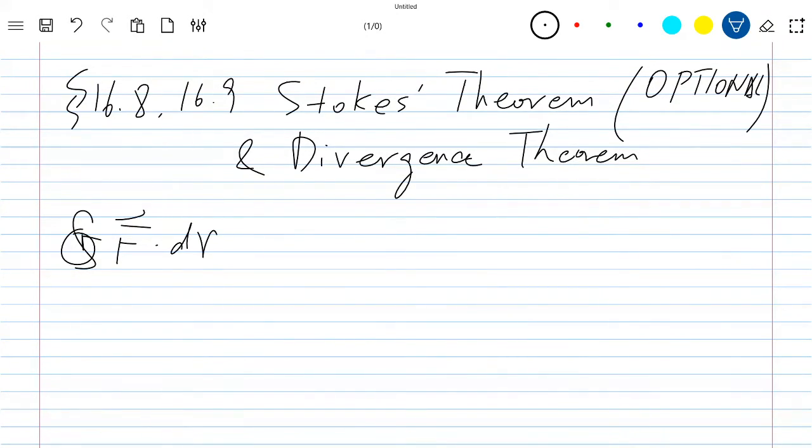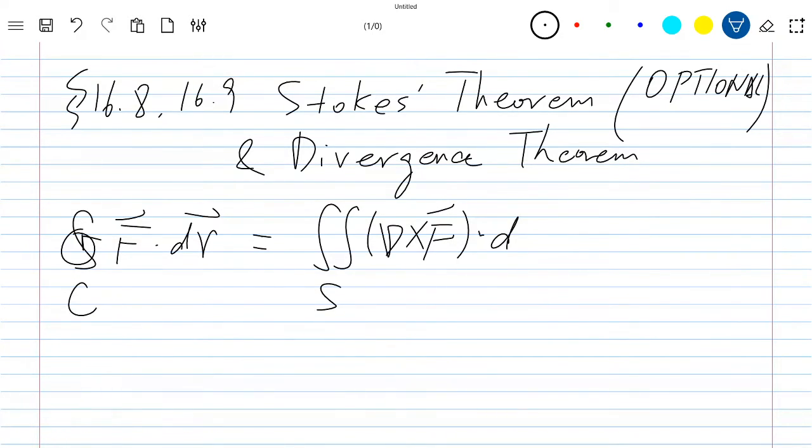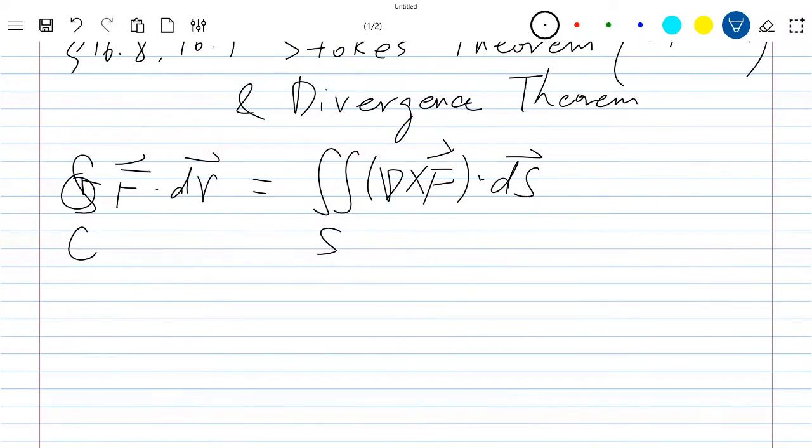If you are given a vector field and a closed curve, then the integration along that closed curve would be the same as the integration of the curl across that surface. Suppose you have a surface S and the boundary called C can be chosen as clockwise or counterclockwise, and we have to choose the counterclockwise on the left side.